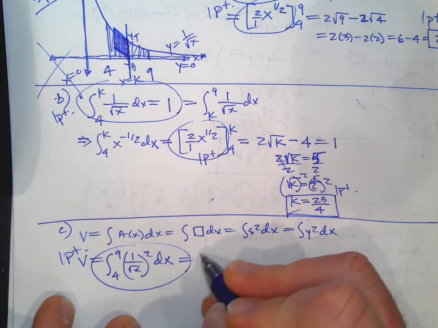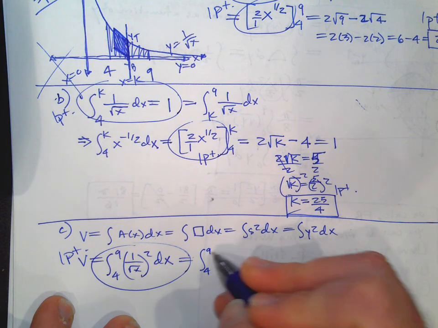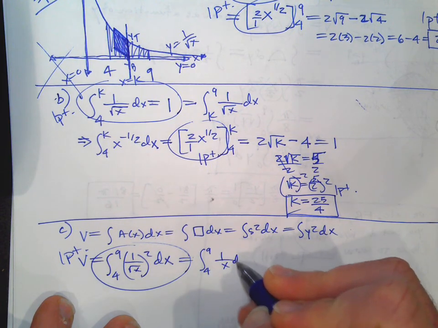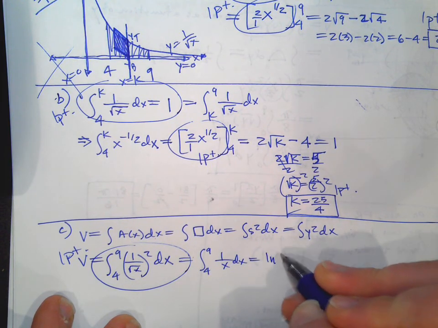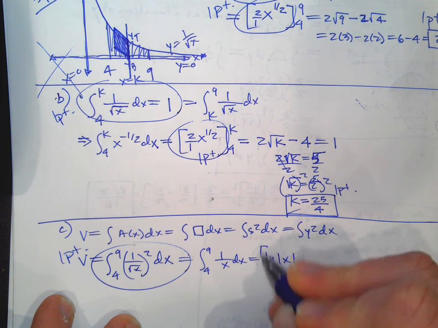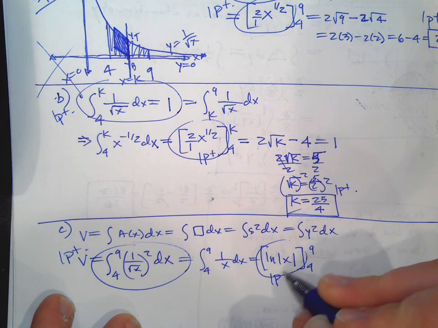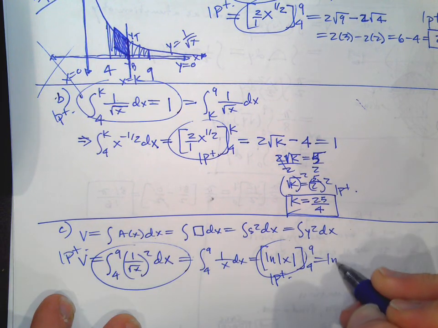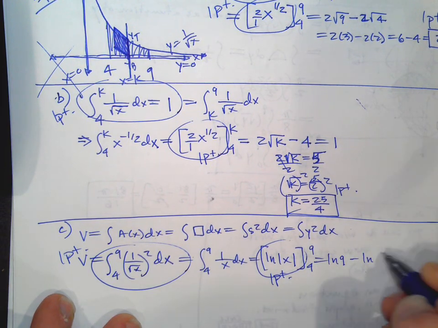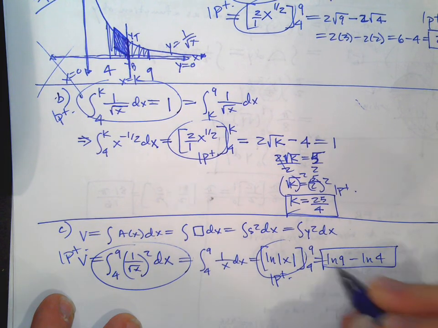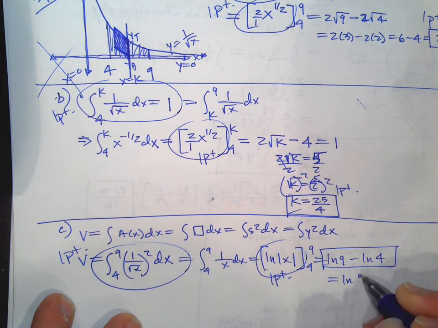Now we're going to find the answer. This is going to be 1 over x. It's going to be the natural log of the absolute value of x. The antiderivative, that's another point if you get it correct. And natural log of 9 minus natural log of 4. This would be fine for your final answer. On multiple choice, it's more likely that they would actually combine these.